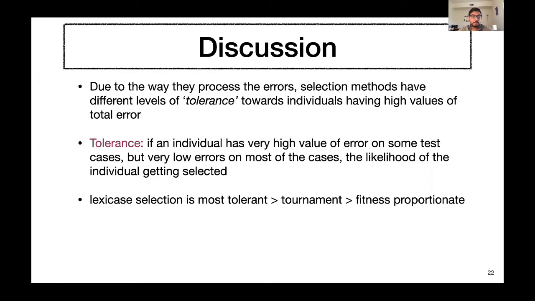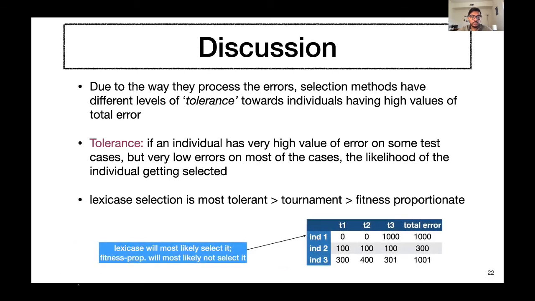There are some characteristics of the parent selection methods that might explain the results we have just seen. One of those characteristics might be tolerance towards individuals having high values of total error. We are defining tolerance in the following way. If an individual has a very high value of error on some test cases, but very low errors on most of the cases, what is the likelihood of that individual getting selected? As it turns out, Lexical Selection is the most tolerant, followed by tournament and fitness proportionate.